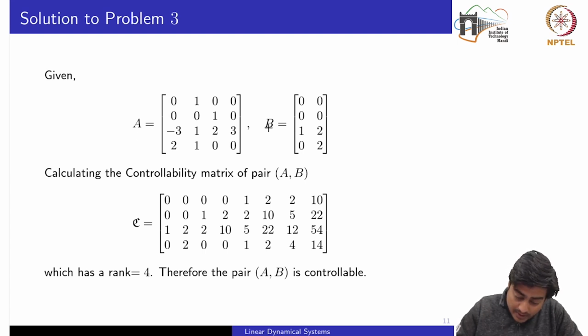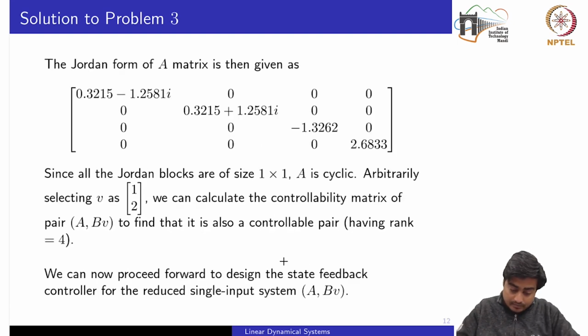So given this pair A, B, first we can check the controllability matrix, and since the rank of this controllability matrix is 4, the pair A, B is controllable. Now writing the Jordan form of the A matrix, which is given by this, we see that all the Jordan blocks are of size 1 cross 1. So the matrix A is cyclic, and the pair A comma B is controllable.